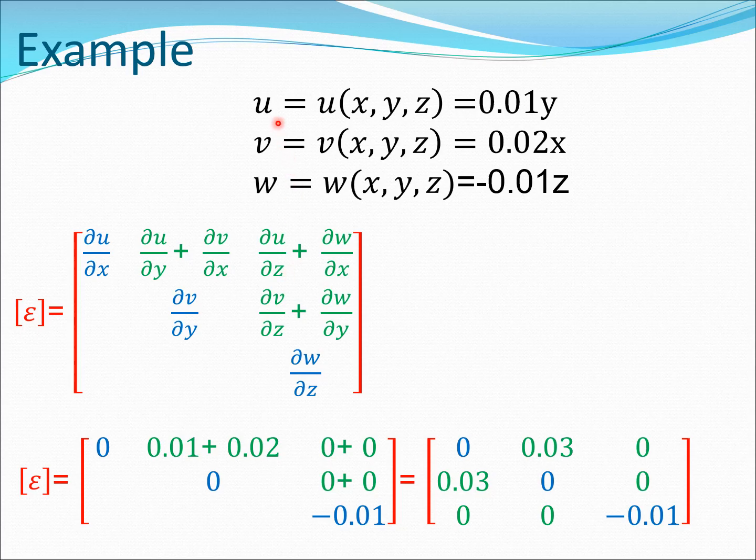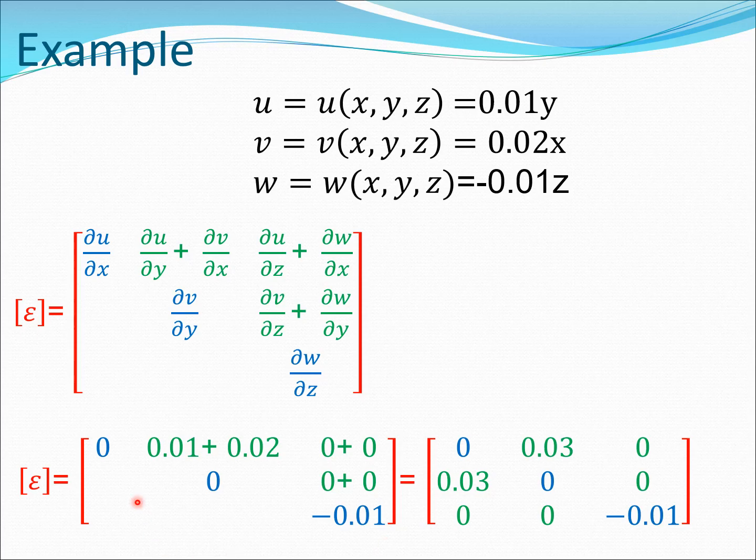du by dz, that's simply 0 because there's no z in this u equation. So I get a 0 here, and dw by dx, that's again 0 because there is no x in the w displacement field. So I get two zeros here, and here I get dv by dy, that's again 0 because there is no y in the v displacement field, and dv by dz, again it's 0 because v is not dependent on z. dw by dy, again that's 0 because w is not dependent on y, and dw by dz is minus 0.01. So that's something which we can differentiate and get.